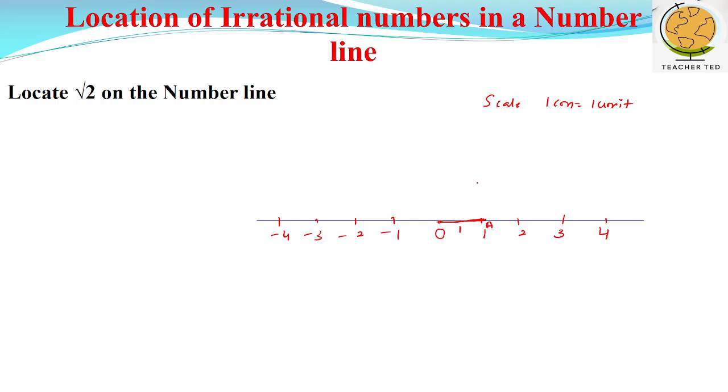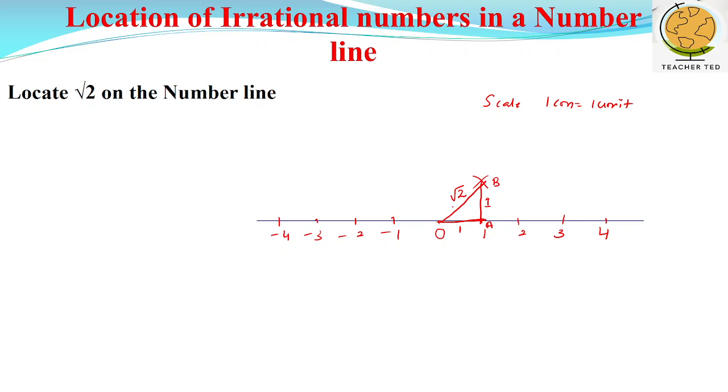From here you need to draw a perpendicular for 1 unit. Draw a perpendicular line which is also 1 unit and mark this as B. Join OB, and you will get a right angle triangle here, and the hypotenuse of this right angle triangle is root 2.